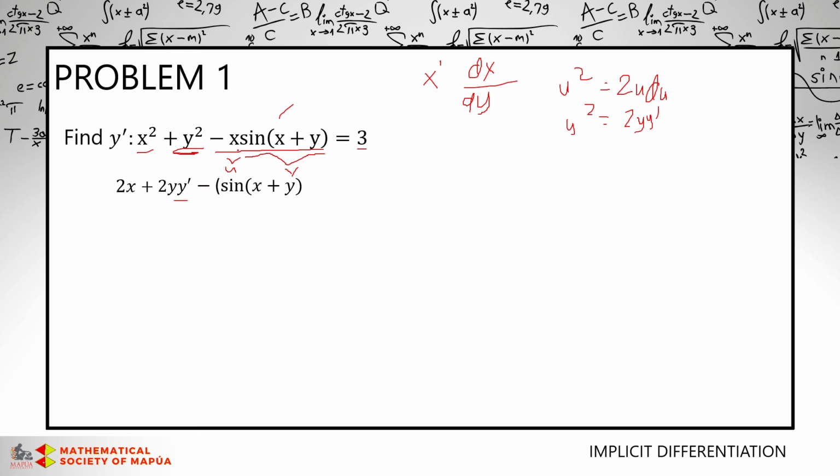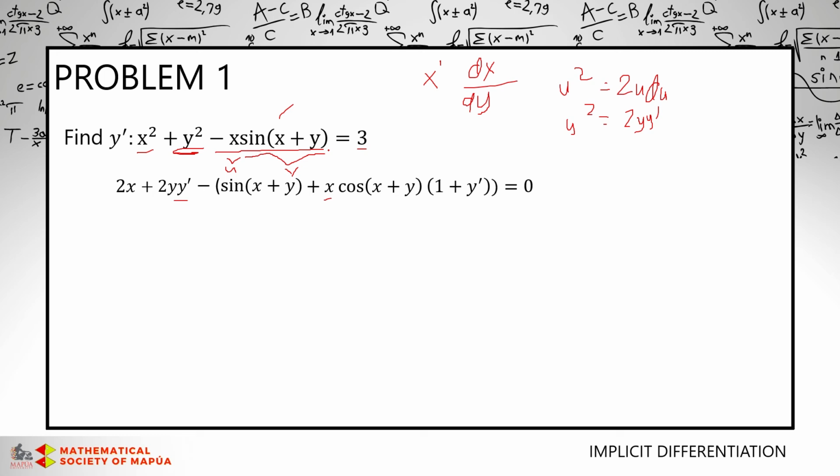Okay, so ang derivative ng first mo, ng x, is 1. And copy lang natin yung v, yung second product, which is sin x plus y. Plus, ayan. So, kakopy naman natin yung first term, yung first product, which is x. And then, we need to differentiate sine of x plus y. And remember na ang derivative ng sine is cosine.